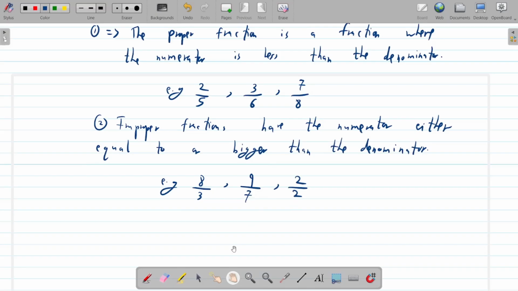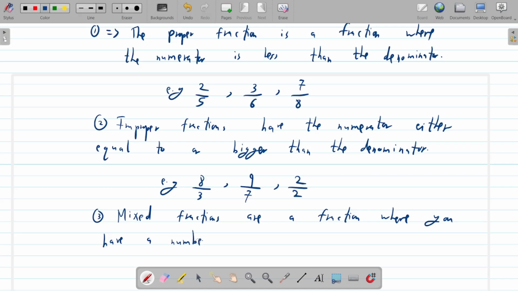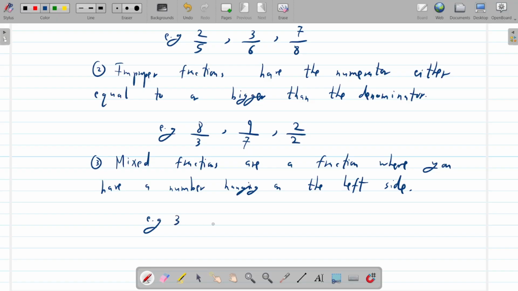Okay. The third type is when we have our mixed fraction. We'll also discuss how to convert between them. So mixed fractions are a fraction where you have a number hanging on the left side. What is the meaning of that? For example, we can have 3 2 by 9. That's a mixed fraction. We can have 9 6 by 4. That's a mixed fraction. We can have 3 1 by 3. That's a mixed fraction. So the key rule is that you always have a number on the left side of the normal fraction. Like the normal fraction here is 2 by 9, and you have a number on the side giving us 3 2 by 9. That's the three different types.